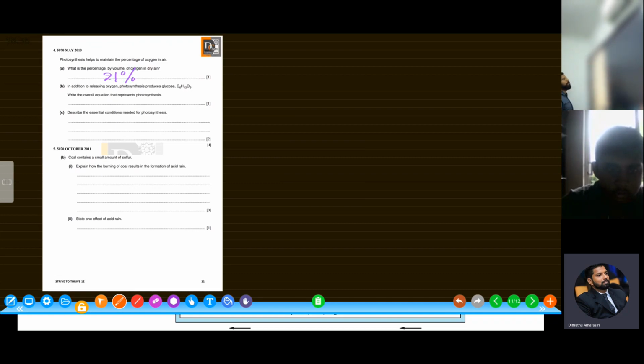In addition to releasing oxygen, photosynthesis produces glucose. Should I write the overall equation? No, I think. Describe the essential conditions needed for photosynthesis. Is it mentioned? No, right? Okay, so sunlight, light, chlorophyll. You know the difference between chloroplast and chlorophyll, right? The chloroplast contains chlorophyll. Correct.